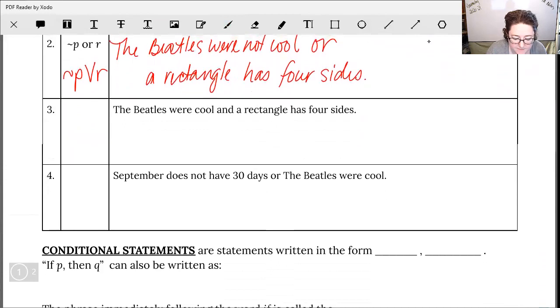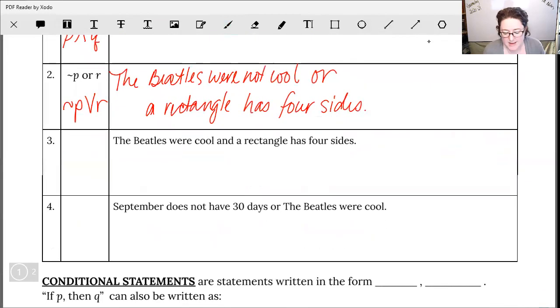Example 3: the Beatles were cool and a rectangle has 4 sides. First off, we want to write this in symbols. We already have it in words. So this is where I'm going to practice identifying the pieces of my statement. I have this and piece in the middle, and I already know that means the same thing as an up arrow.